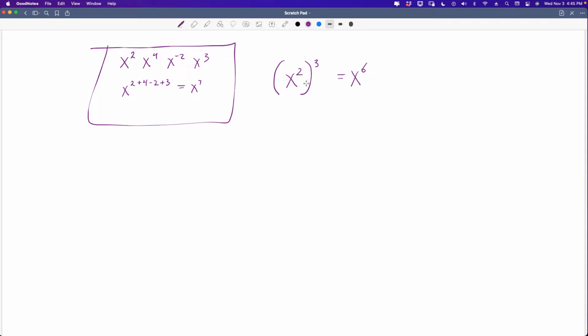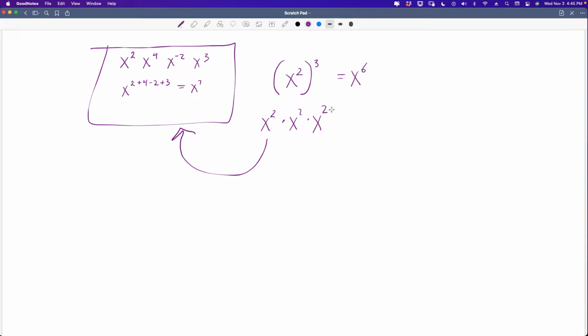And the reason it means that is because if I were to take x squared and do it 3 times, right, that'd be x squared times x squared times x squared. That's the same thing as this right here, right?